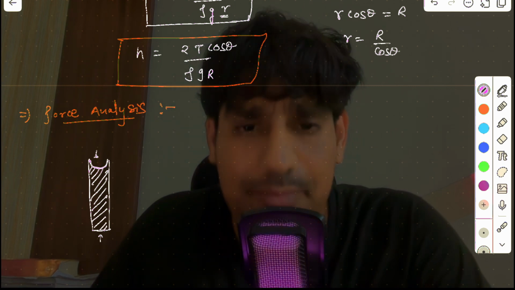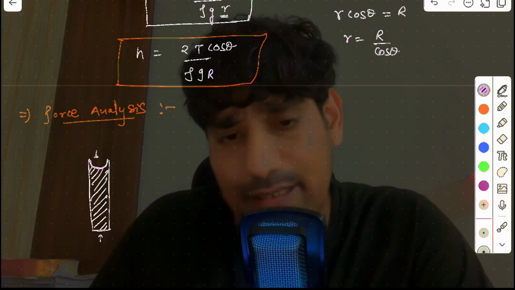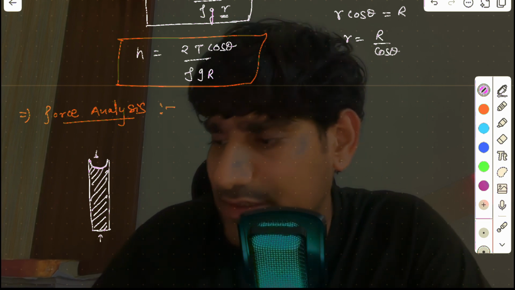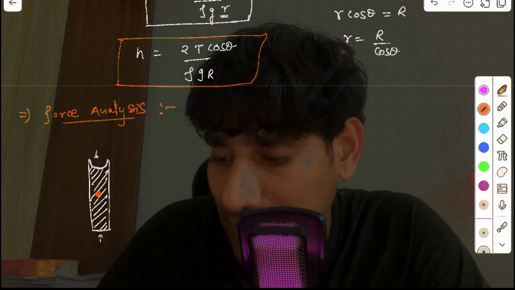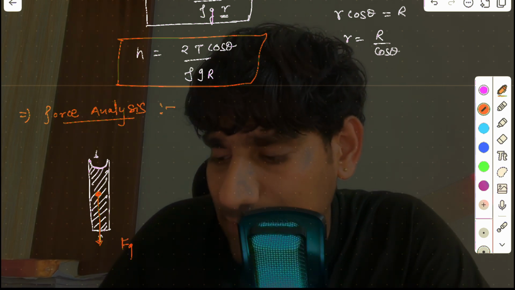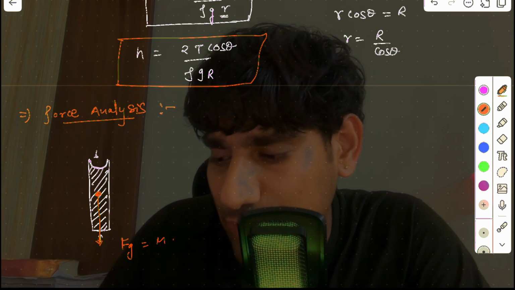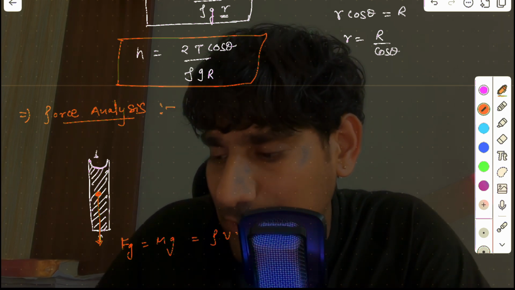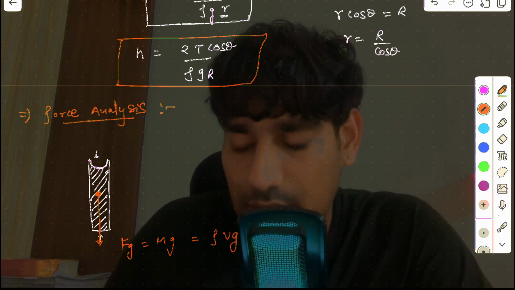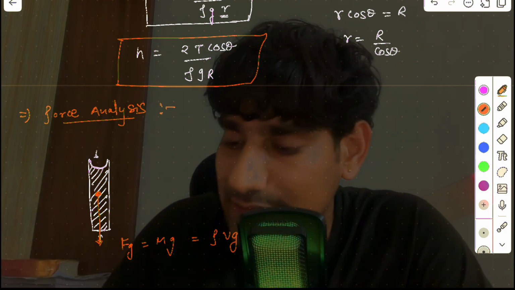There will be the gravitational force and the surface tension force. Let us look at the gravitational force first. It acts in the downward direction, and it becomes mg. The mass m can be written as rho multiplied by volume, so the force is rho times volume times g.